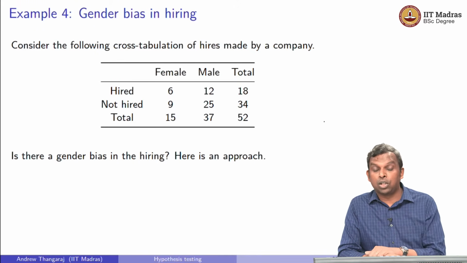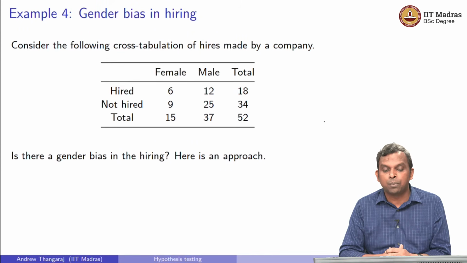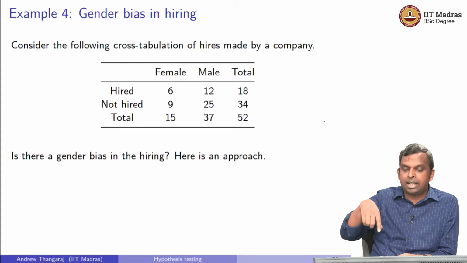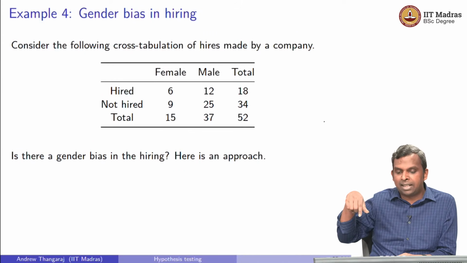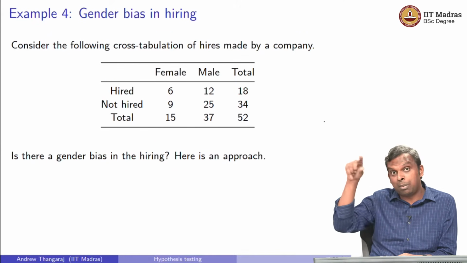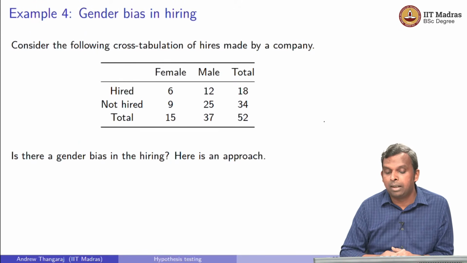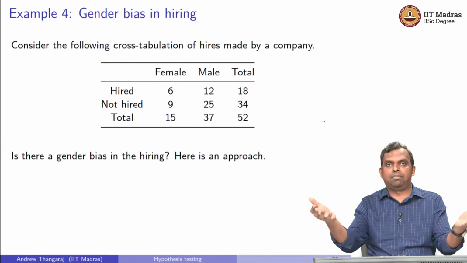So here is a typical what's called a cross tabulation. Whenever you have data like this, you want to do something called a cross tabulation. You want to say all the female candidates the company has interviewed, all the male candidates the company has interviewed, and then how many among the female got hired, how many among the male got hired. So how do you read this data? A total of 52 people interviewed with the company. 15 of them were female, 37 of them were male. Out of the 15 female candidates who interviewed, 6 of them got hired, 9 did not get hired. Out of the 37 male candidates who got interviewed, 12 got hired and 25 did not get hired. So this is the data.